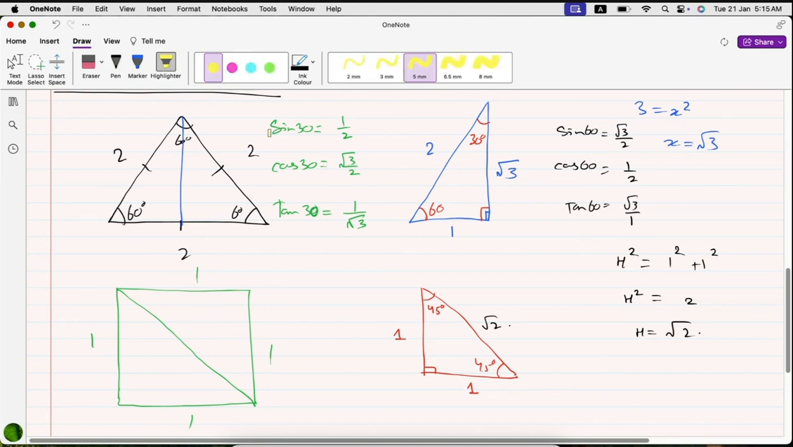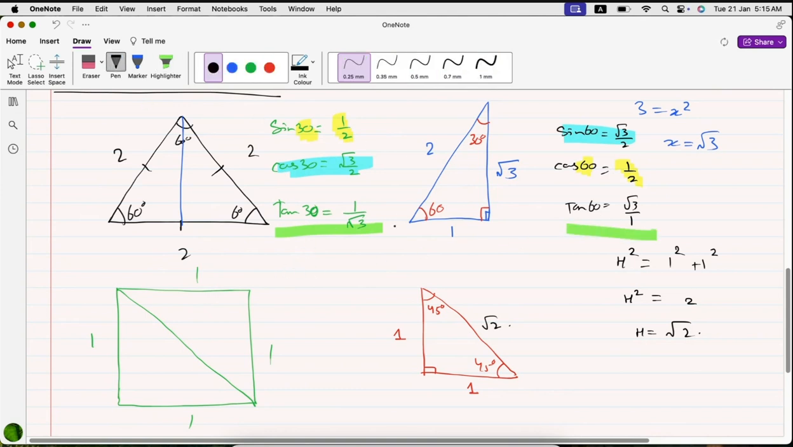Now see one thing. Sine 30 is actually equal to cos 60, and cos 30 is equal to sine 60. Can you see that? Yes. And the last one, tan 30 and tan 60 are reciprocal of each other.